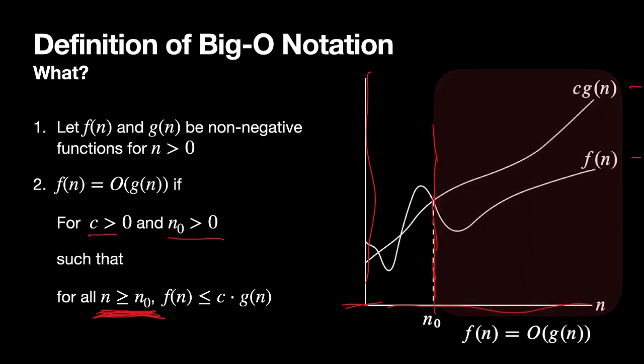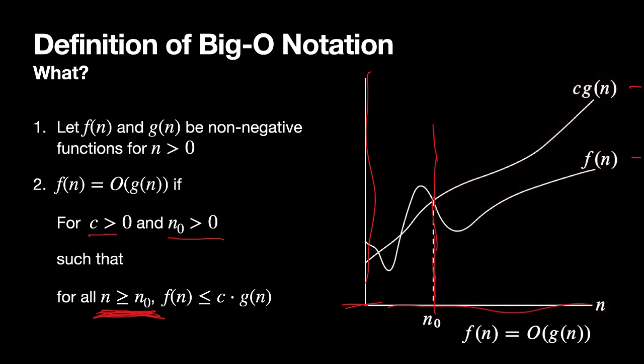What we're really worried about is the region out here. So from what we're saying, after that n0 point, the area between these two curves always has one curve, the f of n, on the bottom, and the other one, the g of n, on the top. We've also included this multiplier here, the c. We'll come back to that in a little bit.